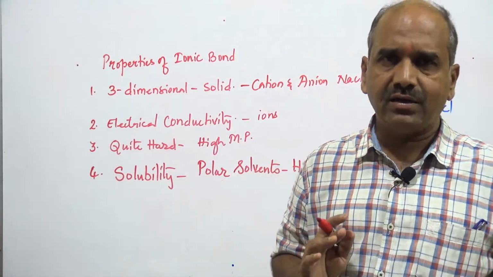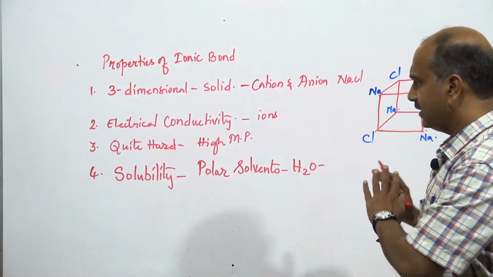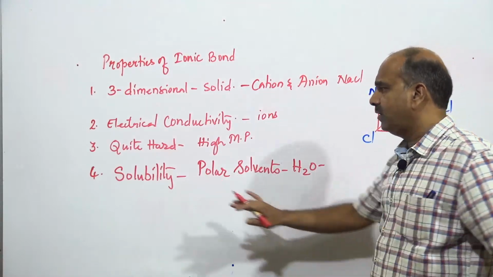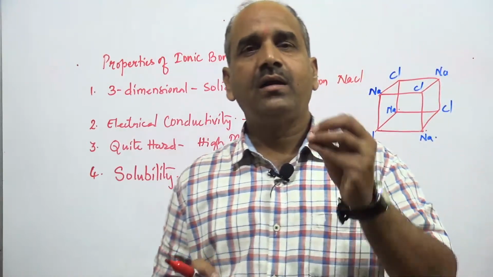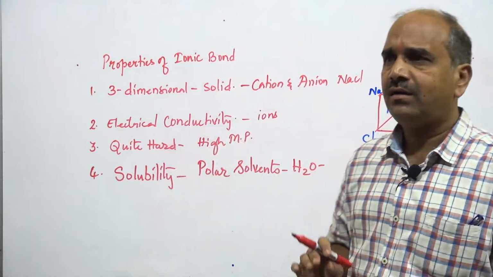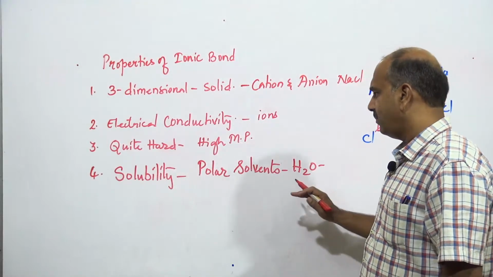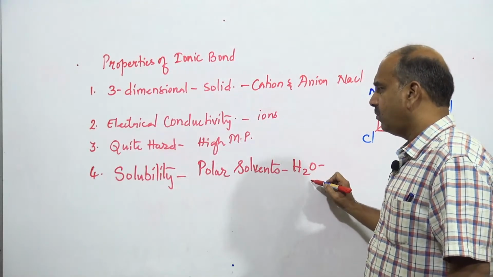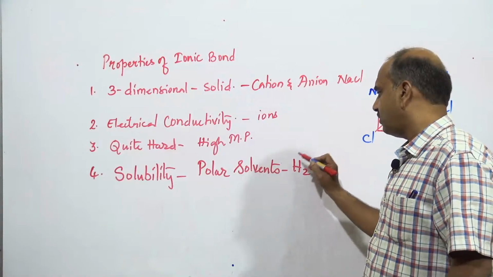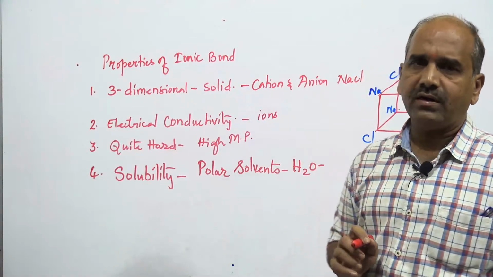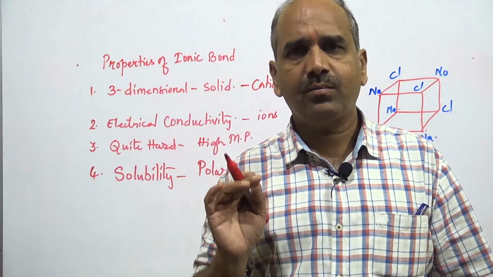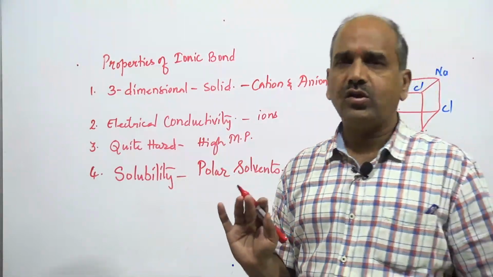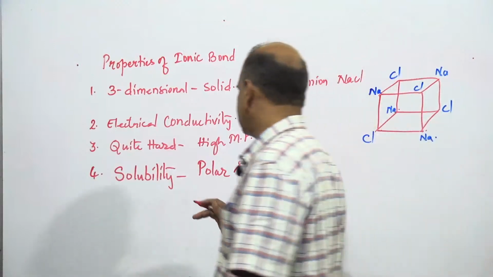Organics, whatever the solvents are there, it is not soluble. But these ionic substances, sodium chloride, potassium chloride, magnesium, most of the ionic compounds are soluble in water because water is a polar solvent. So ionic substances are soluble in polar solvents. They are not soluble in non-polar solvents.